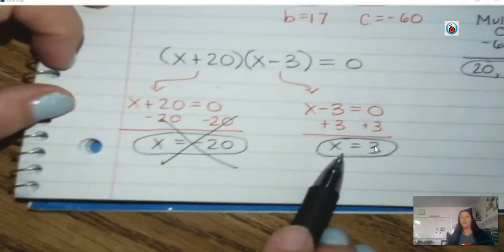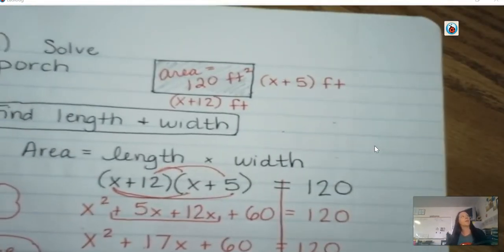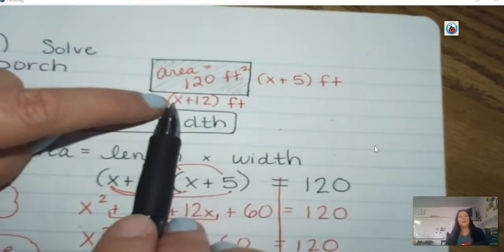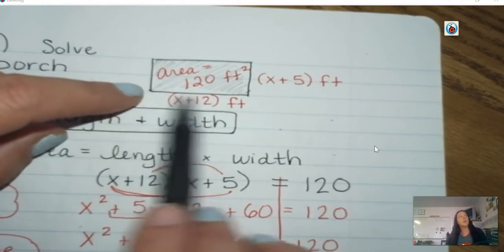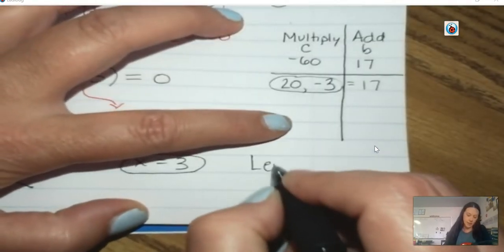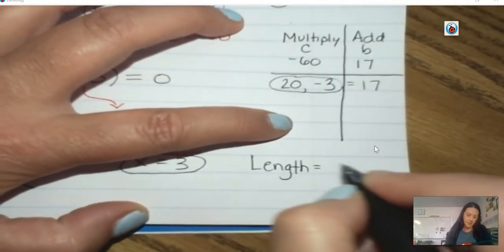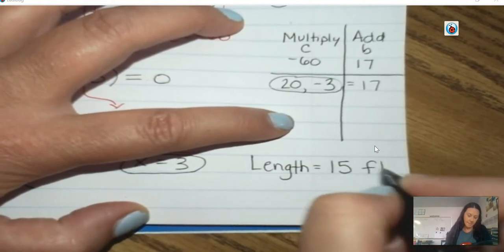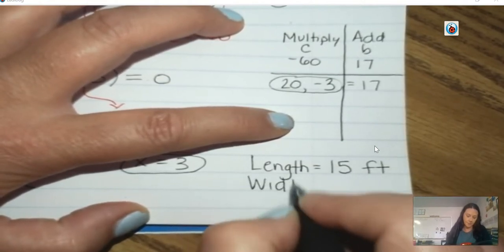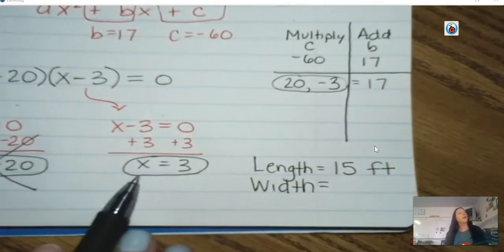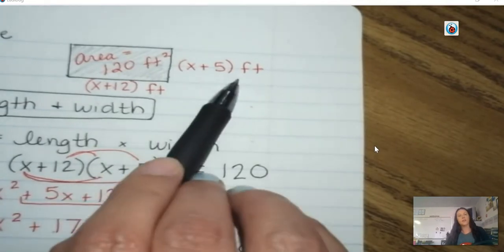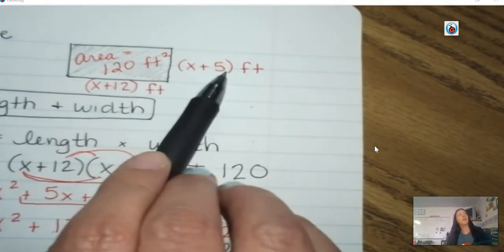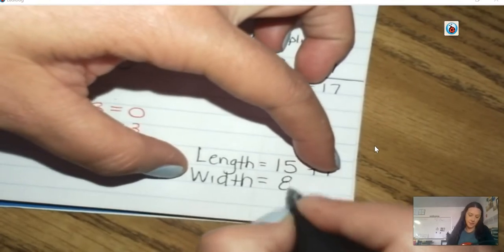Now let's plug in x is 3. If the length is x plus 12, and x is 3, what's 3 plus 12? This is 15 feet. So this is the length. One of your answers is that the length is 15 feet. And then the width, remember x is still 3. So if the width is x plus 5, 3 plus 5 is 8. So that'll be 8 feet.